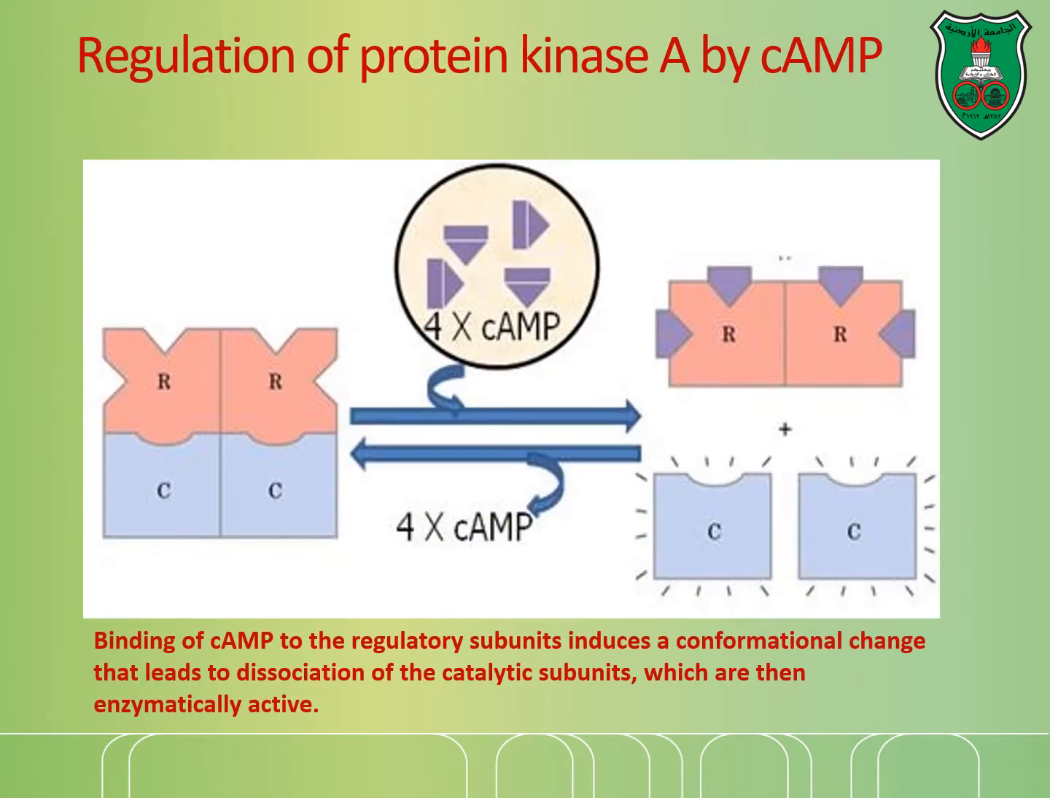Now, cyclic AMP can bind to many proteins. One of these proteins is protein kinase A. So it's a kinase, meaning that it phosphorylates many proteins. Now, this protein kinase A is a tetramer. It's composed of 4 subunits. 2 of these subunits are known as the catalytic subunits, and 2 are known as the regulatory subunits.